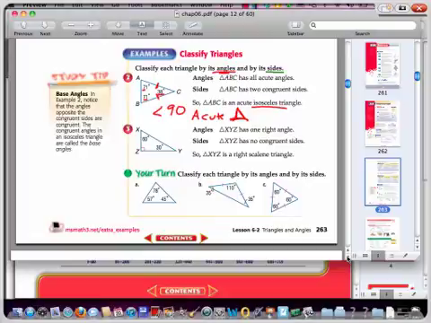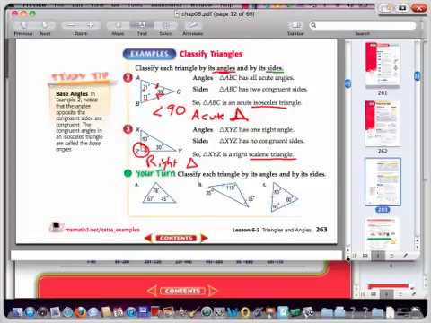In our next one, if we look at angles, as soon as we see that right angle, then we know that we have a right triangle. So that's kind of an automatic thing. This is a right triangle. And then if we look at the sides, there are no tick marks, and none of them are the same, so therefore it is a scalene triangle.